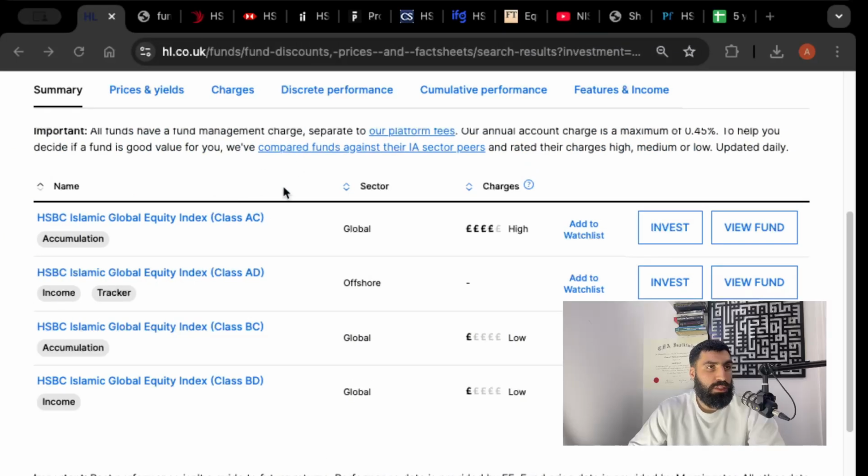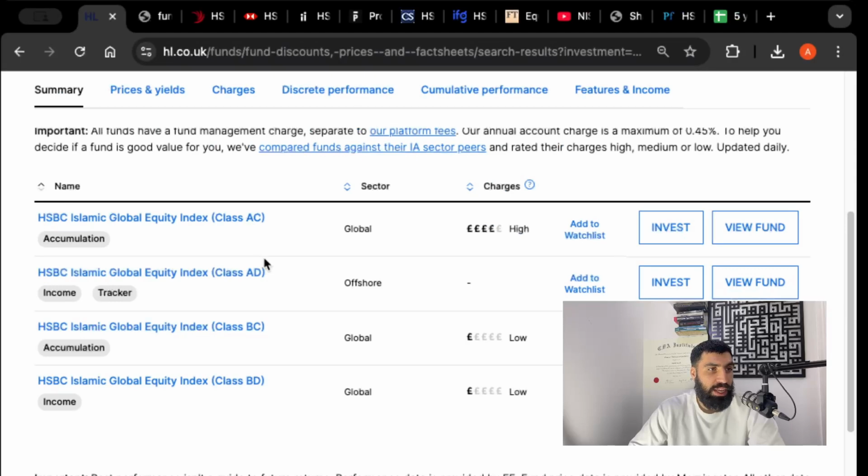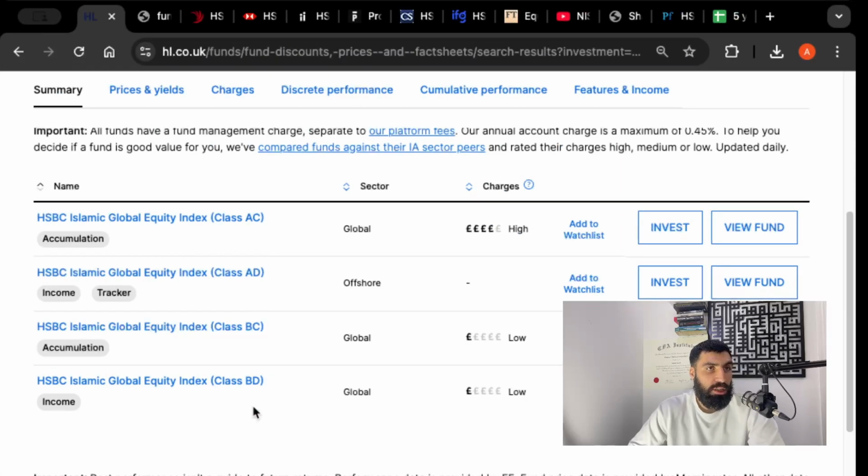What's quite confusing is that on Hargreaves Lansdown, you don't have IC. You have AC, AD, BC, BD. So now we have even more versions. We have the AC version, the BC and BD that we had before, and the IC, which Hargreaves Lansdown doesn't have, but AJ Bell does have. So you can see why it's super confusing.